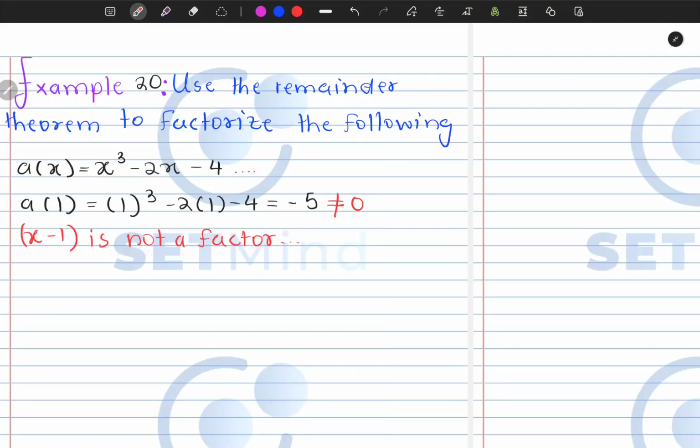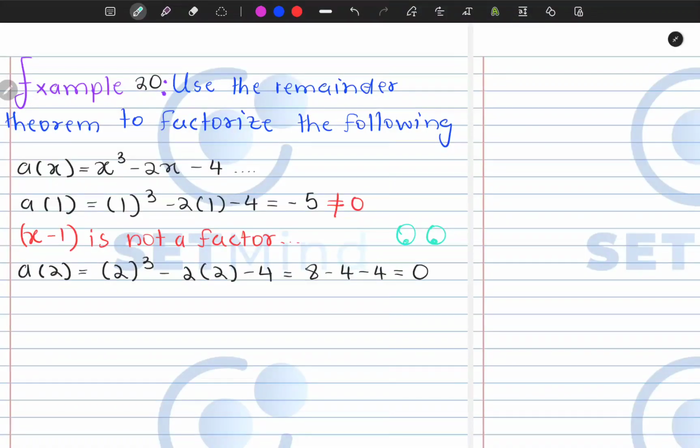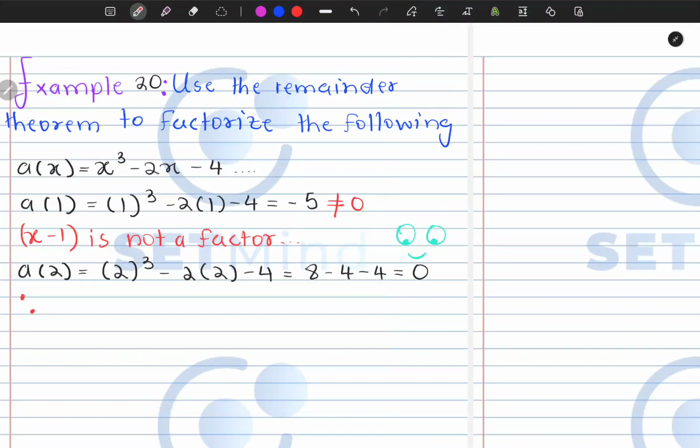So we move on until we get an x value which, when we put it in, gives us 0. So let me just guess a 2. So a of 2, you'll have 2 cubed minus 2 into 2 minus 4. 2 cubed is 8, minus 4, minus 4. And if you look carefully, this becomes 0. We become very happy because this is now 0, which means that x minus 2 is a factor. So therefore, x minus 2 is a factor.